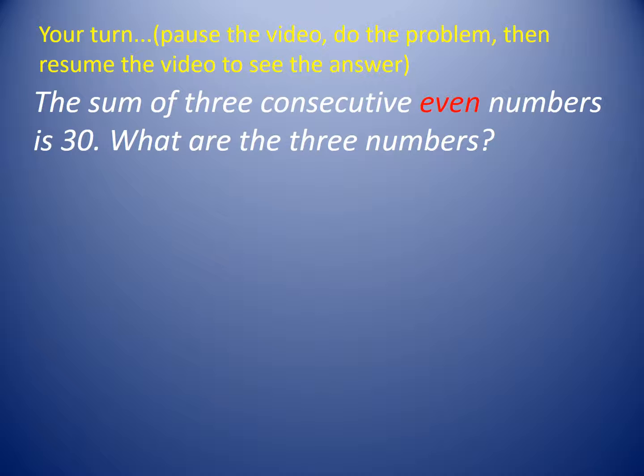Your turn again. The sum of 3 consecutive even numbers is 30. What are the 3 numbers? Think about the process that we went through to find out how we went from one consecutive odd number to another, and apply that same process to finding out how to get from one consecutive even number to the next. Apply that here and do the problem just the way we've done the other ones and see if you can get it. Pause the video while you work on it.